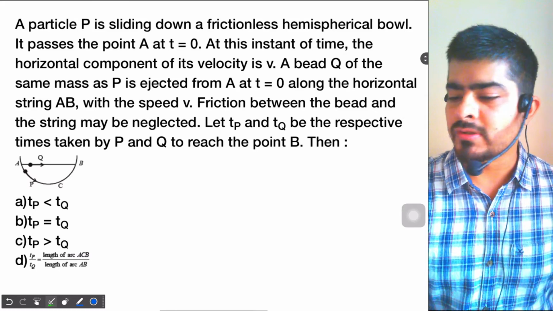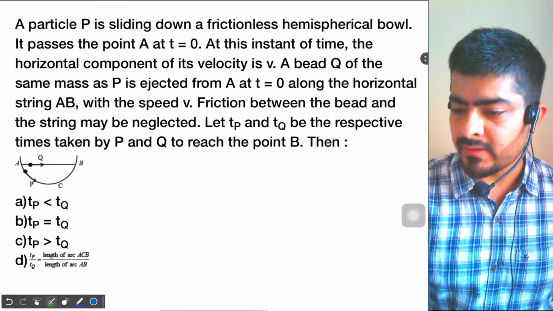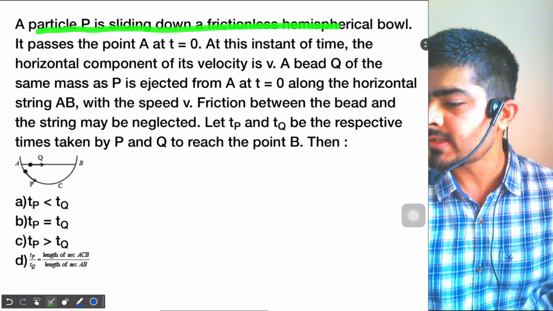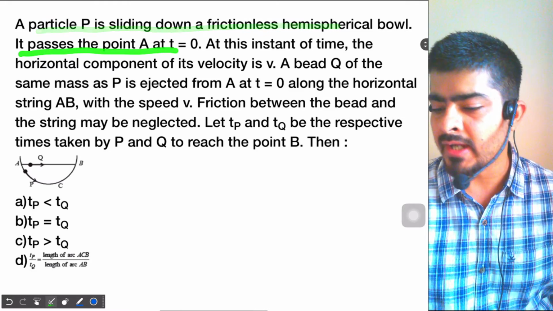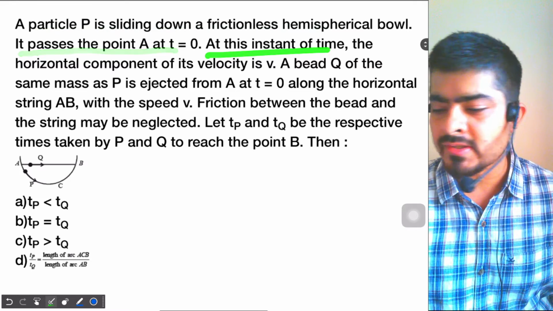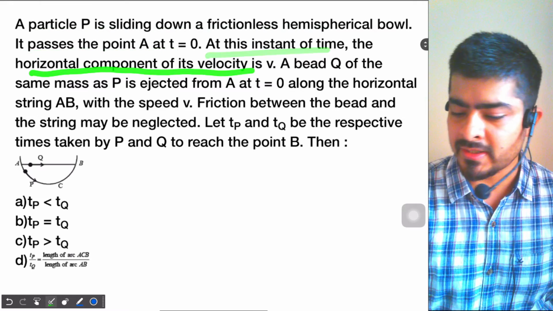Hello students, see this question from IITJEE 1993. We have a particle P sliding down a frictionless hemispherical bowl. It passes the point A at t equal to 0. At this instant of time, the horizontal component of its velocity is v.